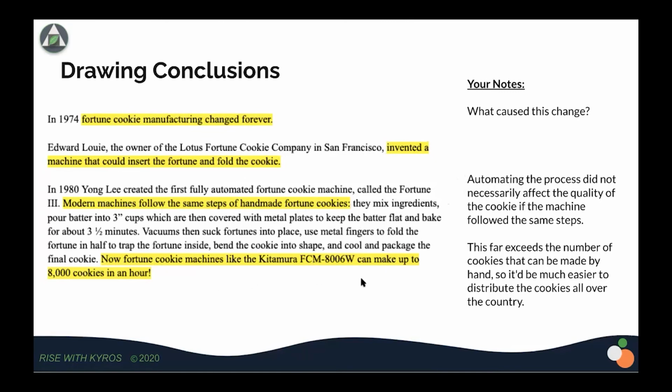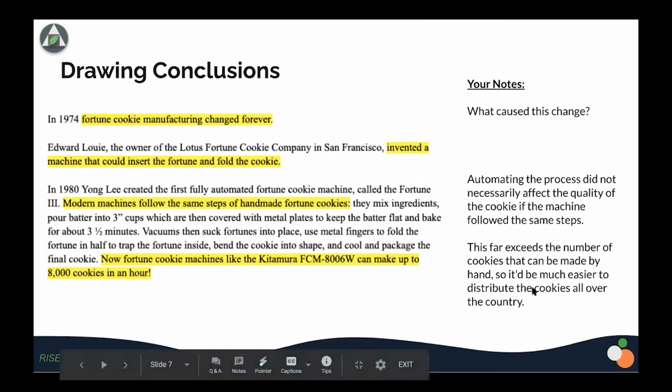So an inference that you can draw here is that because of the machine, cookie production is able to increase in speed and productivity. This far exceeds the number of cookies that can be made by hand. So it's much easier to distribute over the country.